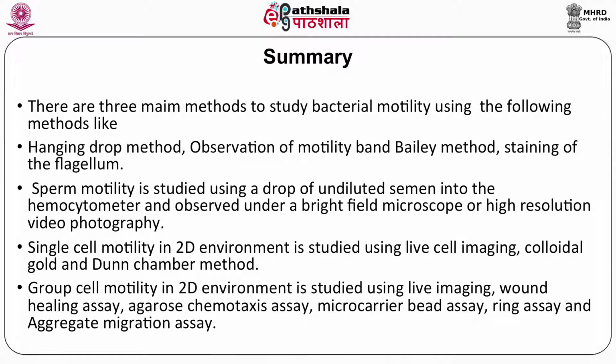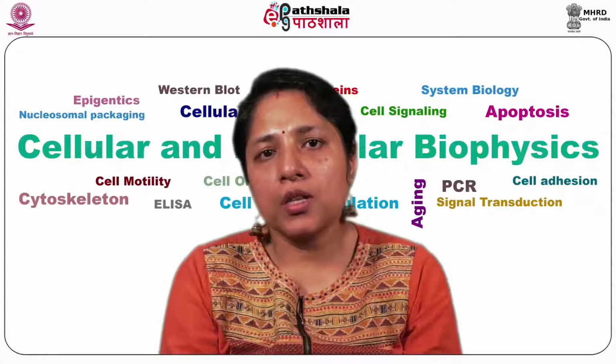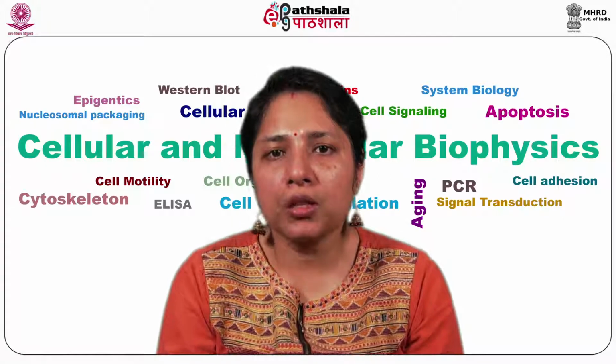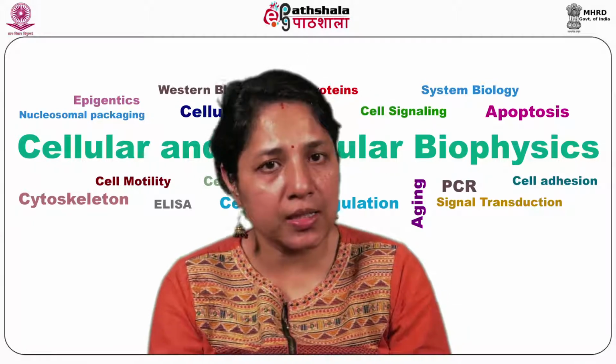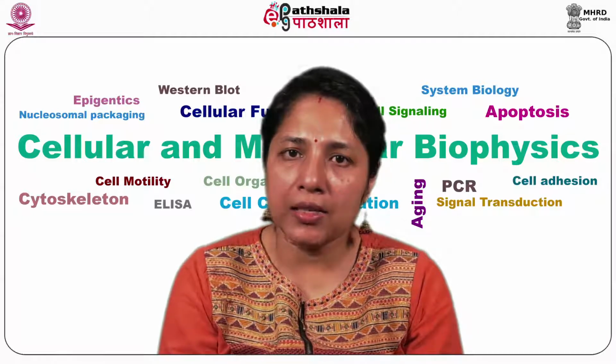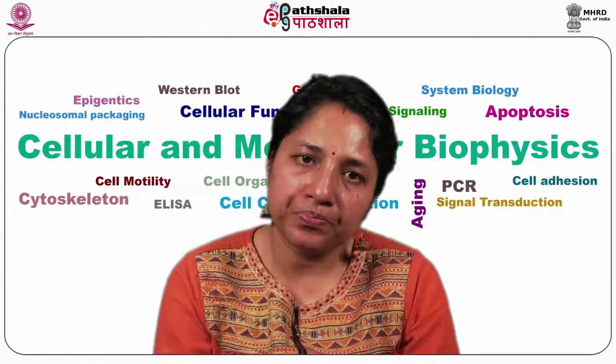Now sperm motility is also a eukaryotic example of flagellar movement, and it can be studied under a regular microscope or a high resolution automated microscope. Single cell motility in a 2D environment is studied using live cell imaging, colloidal gold and dome chamber methods. For studying group cell motility in a 2D environment, we can use live imaging, wound healing assay, agarose assay, chemotaxis assay, the microcarrier bead assay and the aggregate migration assay.